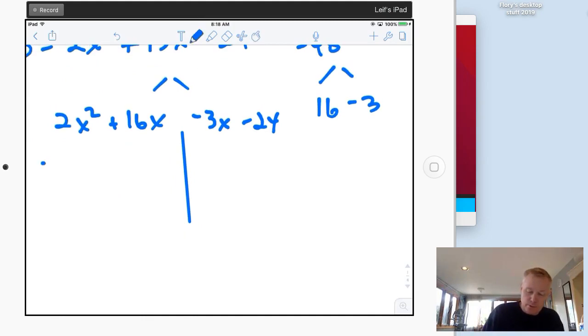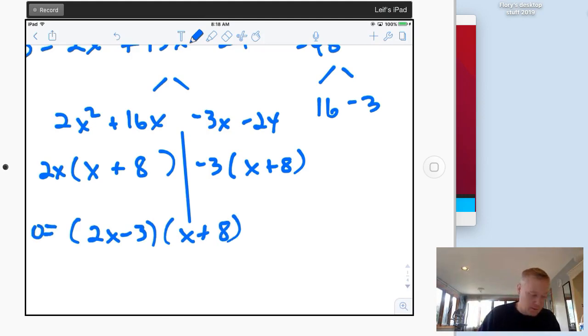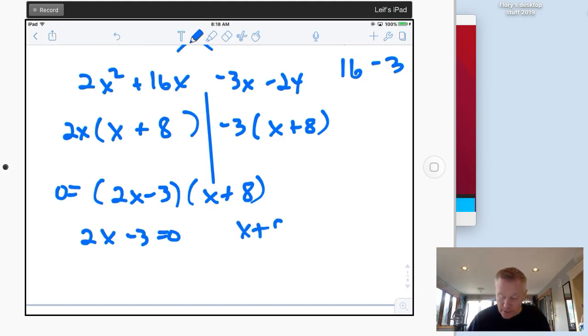All right, so I can pull a 2 and an x out. Leaves me with x plus 8. Over here, I can pull out a -3. Leaves me with x plus 8, which means I got 2x minus 3 times x plus 8 equals 0. And because there are two things that multiply together to equal 0, therefore 2x minus 3 equals 0, or x plus 8 equals 0.